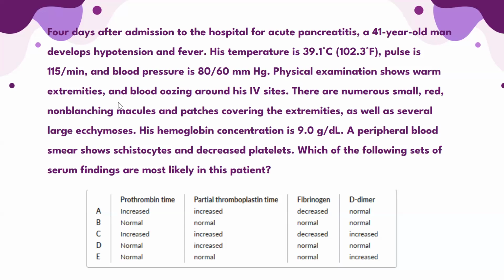Physical examination shows warm extremities and blood oozing around his IV sites. Whenever you see blood oozing from his venipuncture sites, blood oozing from the IV sites, this is very, very pathognomonic or very, very indicative of DIC. Okay? The moment you see that there's blood oozing from these sites, think DIC. There are numerous small red non-blanching macules and patches covering the extremities, as well as large ecchymoses. His hemoglobin is 9, which is low. A peripheral blood smear shows schistocytes and decreased platelets. Again, you don't need to know this. I will explain it to you, but it's not necessary for your exam. Which of the following sets of serum findings are most likely in this patient?